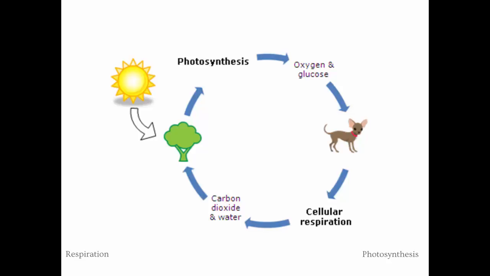In that, plants use carbon dioxide and water along with energy from the sun for the process of photosynthesis, which releases oxygen and glucose.